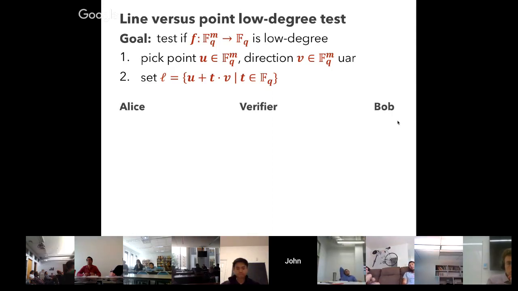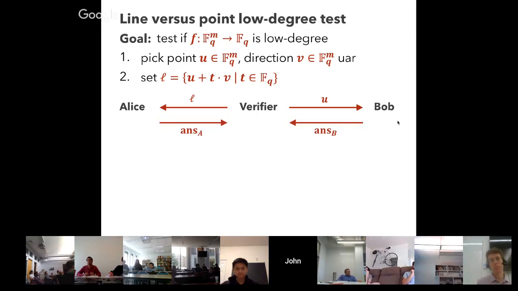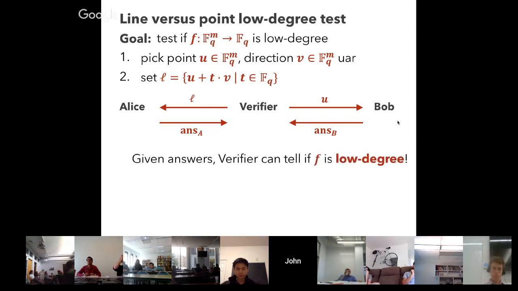And the verifier is going to do the following. It's going to send the line L to Alice. It's going to send the point u to Bob. And it's going to receive some answers, ans A and ans B, from Alice and Bob. Based off of these answers, the verifier can tell if f is low degree. I specified it in this very nebulous way because at least for the rest of this talk, it won't matter what the answers are, and it won't matter how the verifier checks.